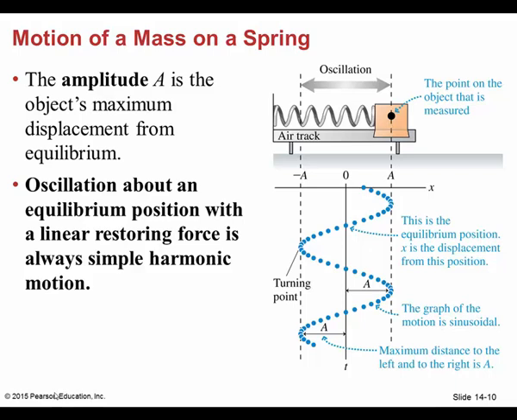Now, what is amplitude, however? Amplitude is similar to displacement of the object as far as how far we move it, but amplitude is the maximum displacement from equilibrium, okay? And we define that with a capital letter A. Very important. I hope you're writing these equations down, and I hope you're writing these symbols down. So anytime we oscillate about an equilibrium position with a linear restoring force, it's always simple harmonic motion, okay?